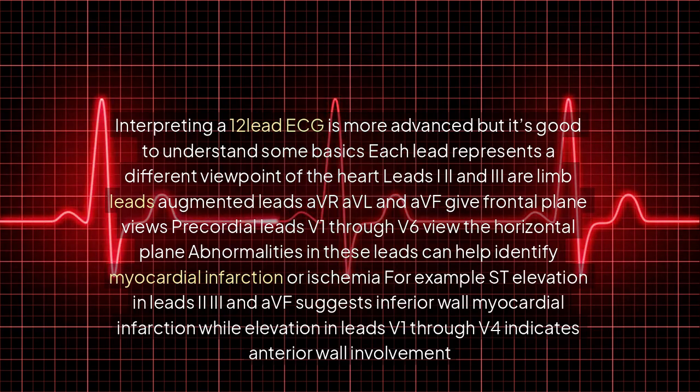Leads I, II, and III are limb leads; augmented leads aVR, aVL, and aVF give frontal plane views. Precordial leads V1 through V6 view the horizontal plane. Abnormalities in these leads can help identify myocardial infarction or ischemia. For example, ST elevation in leads II, III, and aVF suggests inferior wall myocardial infarction, while elevation in leads V1 through V4 indicates anterior wall involvement.